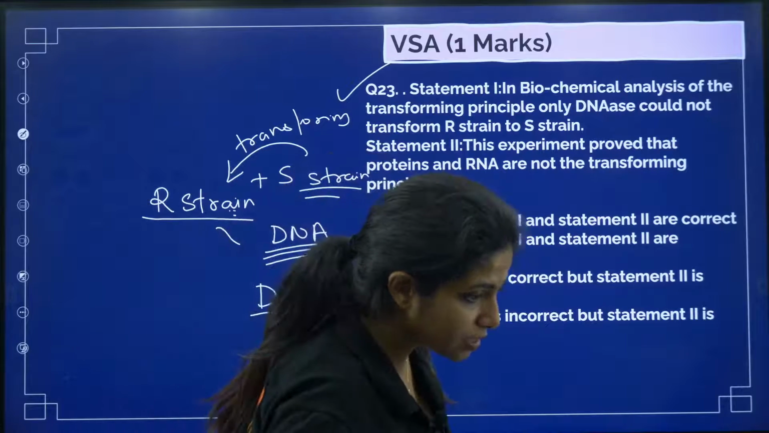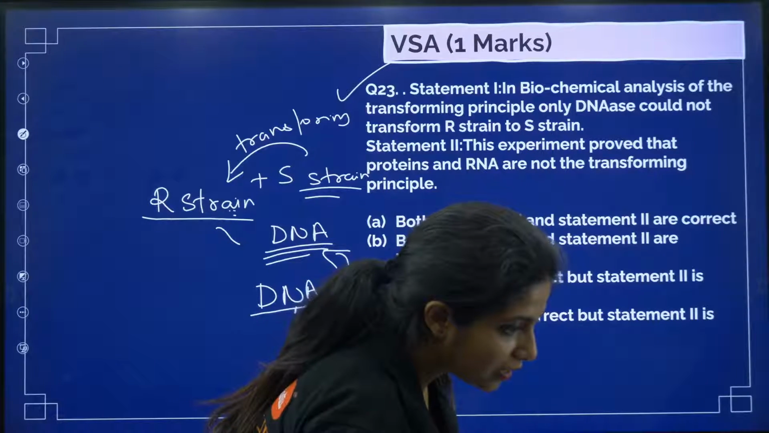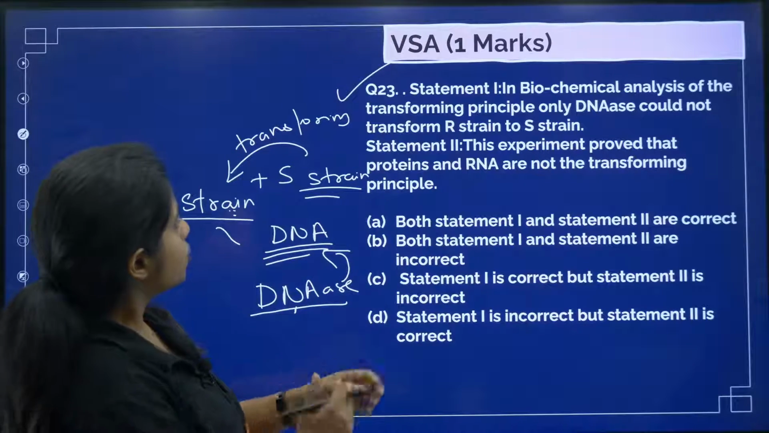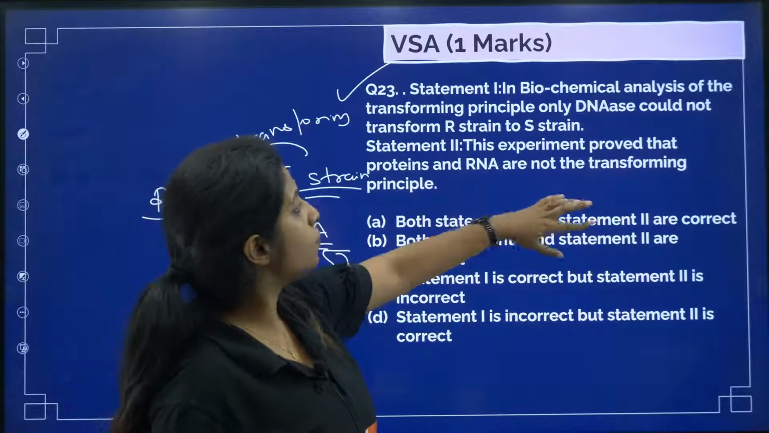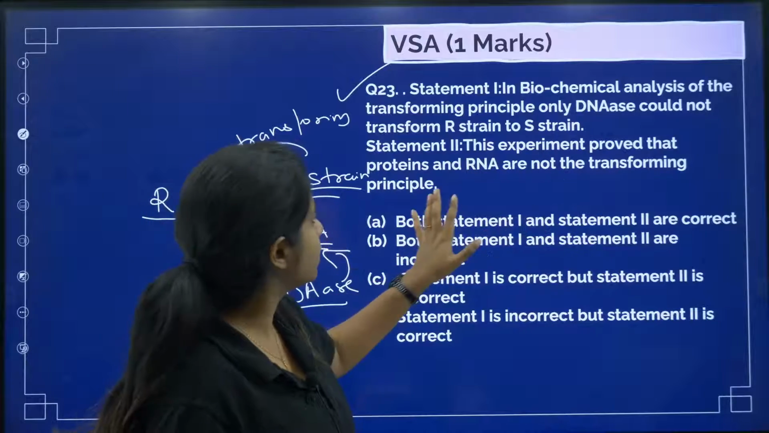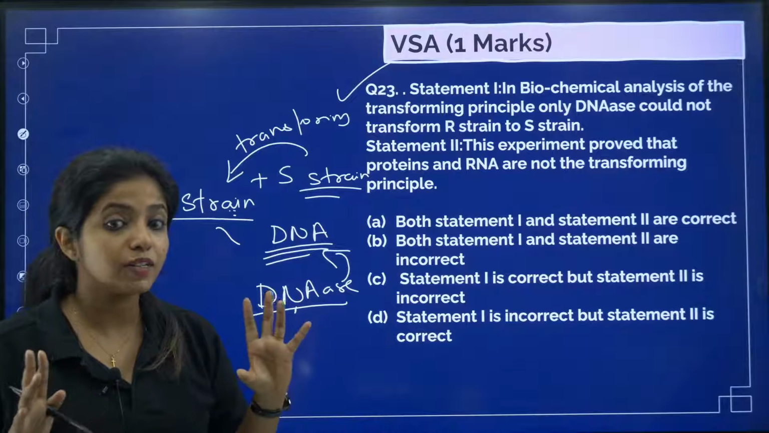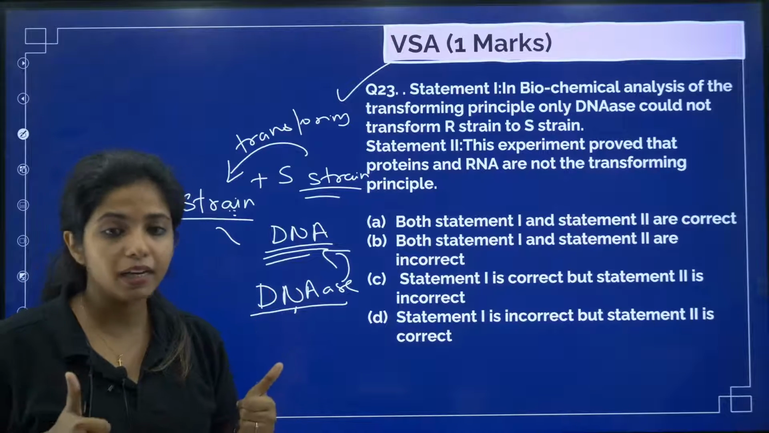You have already told me the answer. Pratima, Shaukat Ali, everyone is saying A. Let's see. And someone says D. Let me see. So statement 2 says, this experiment proved that proteins and RNA are not the transforming principle. Did this experiment prove that? Yes, it definitely proved that.